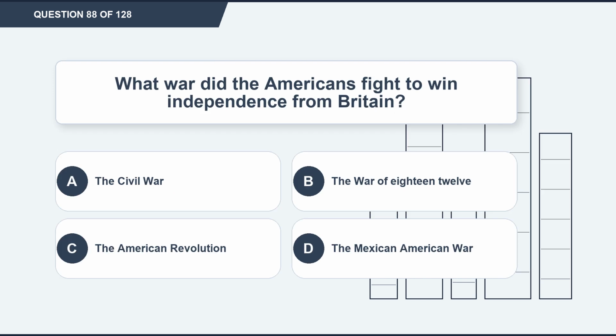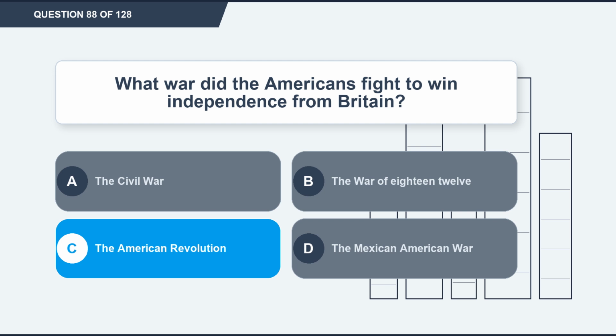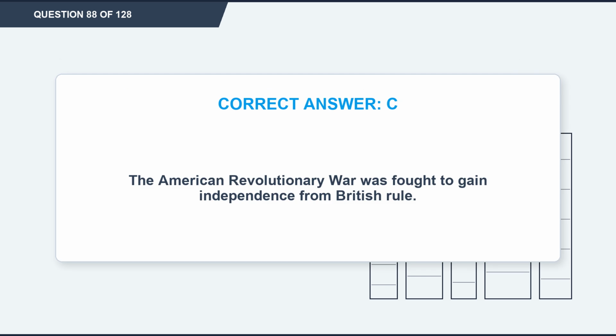Question 88. What war did the Americans fight to win independence from Britain? Option A, the Civil War. Option B, the War of 1812. Option C, the American Revolution. Option D, the Mexican-American War. The correct answer is option C, the American Revolution. Explanation. The American Revolutionary War was fought to gain independence from British rule.